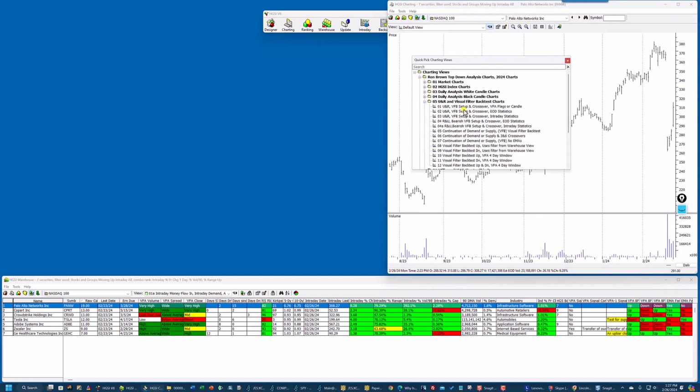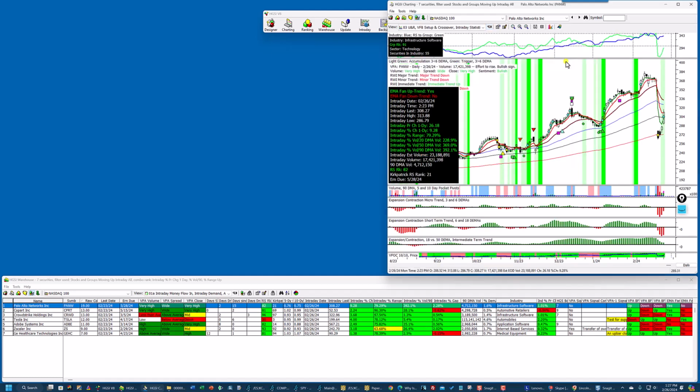I'm going to go down into that undercut and rally, and I'm going to go to the intraday statistics. I cleaned this chart up a little bit, made the font larger over here, and I also added the relative strength to the group, which is green, while the industry is blue. The green represents the relative strength to the group. And here's PA and W.